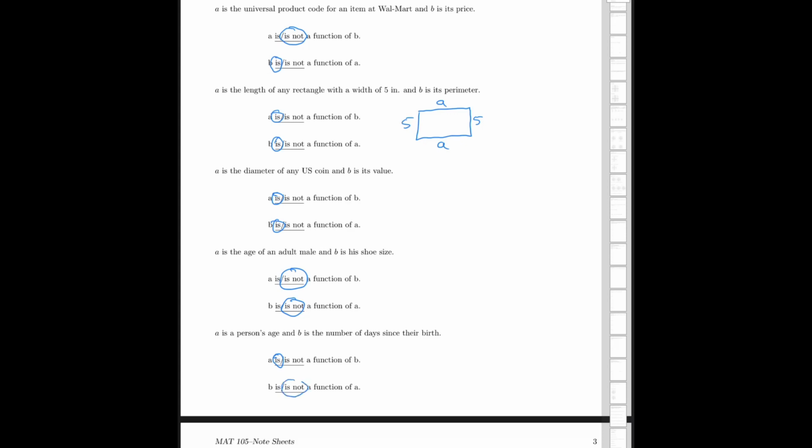But B is not a function of A because if I know your age, I do not know exactly how many days it's been since you were born. In fact, there would be 365 or 366 answers, depending on if you were born on a leap year or not.